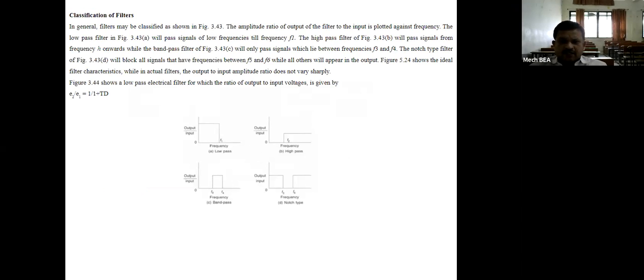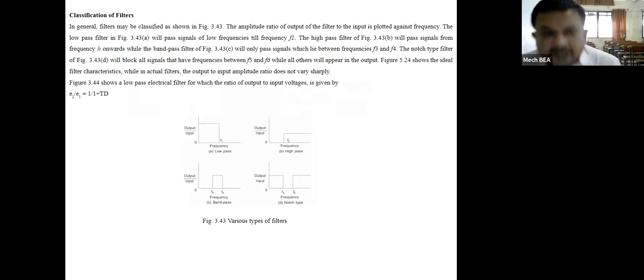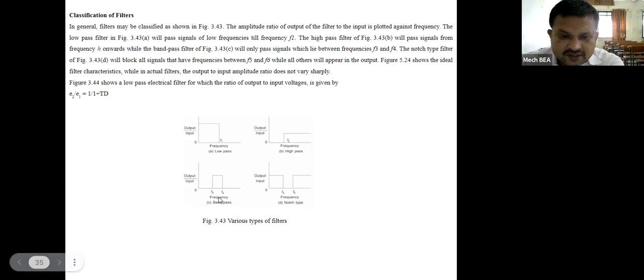Now classification of filters. In general, filters are classified as shown in the figure. The amplitude ratio of output of the filter to the input is plotted against frequency. The low pass filter, figure 3.43a, will pass signals of low frequency up to frequency f1. The high pass filter, figure 3.43b, will pass signals from frequency f2 onwards, while the band pass filter will only pass signals which lie between frequencies f3 and f4. See that this is a band pass filter.